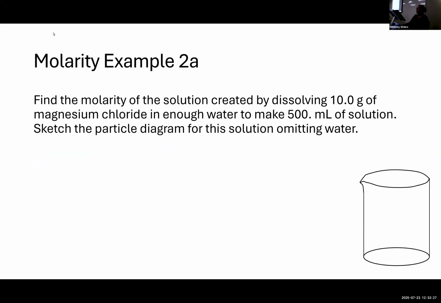All right. Here, I'm going to have you do a little bit of 2A on your own because we have done another question very similar to this. But this is where I have to remind you to remember everything we've discussed so far. Because when I read this question, find the molarity of the solution created by dissolving 10 grams of magnesium chloride.